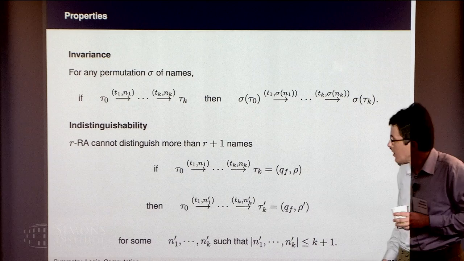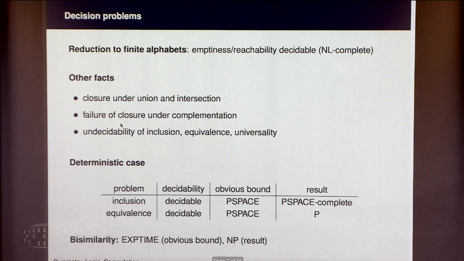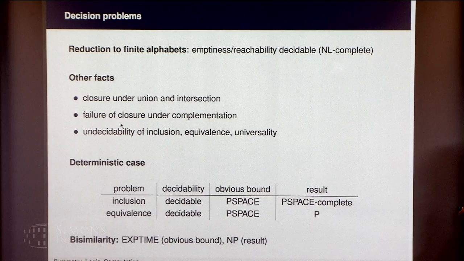So this property gives an obvious reduction to the world of finite alphabets, which allows us to decide the emptiness problem in this setting. We can reduce it to reachability in directed graphs, and hence the emptiness problem is NL complete.